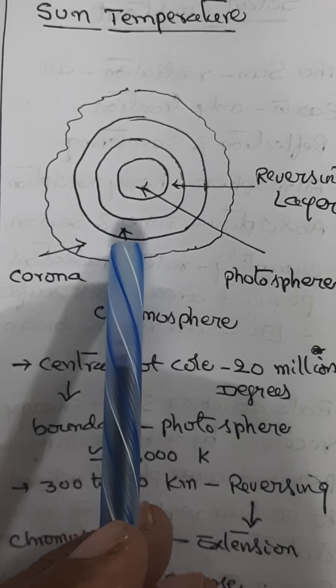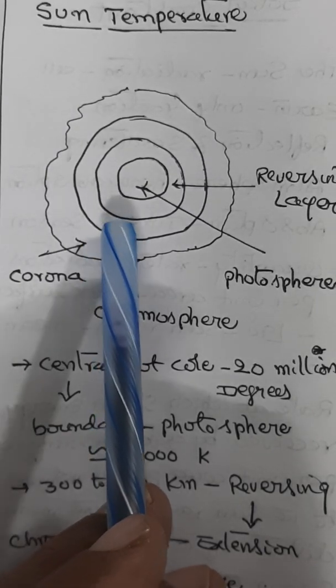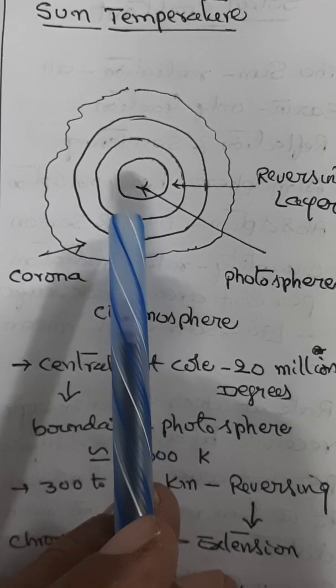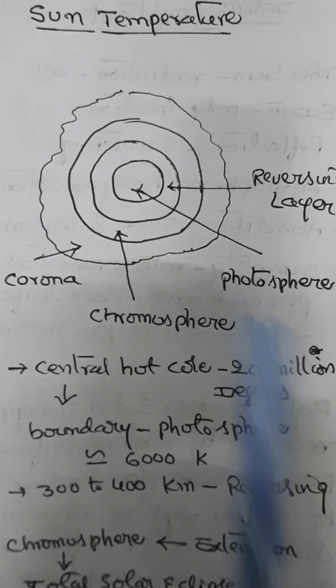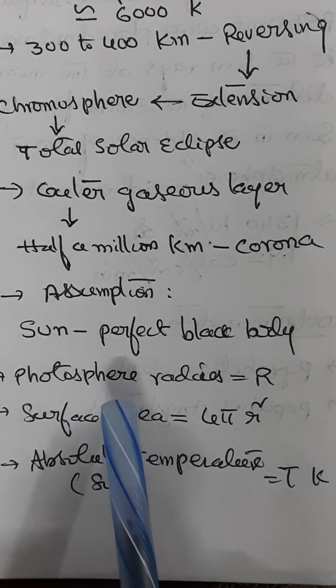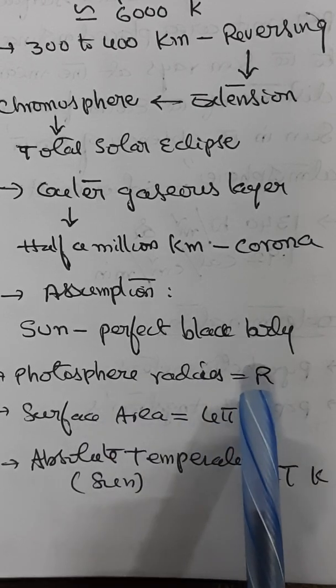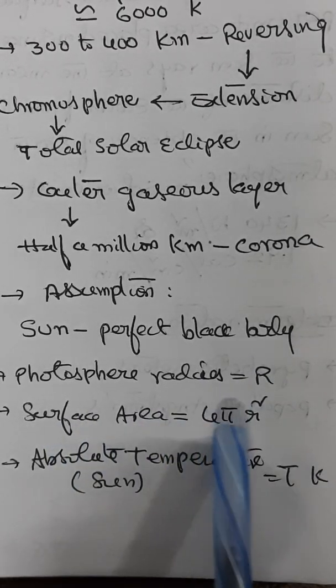So, by knowing the value of solar constant and assuming that the sun is a perfectly black body, the temperature of the sun can be calculated. So, by taking the radius of the photosphere of the sun as capital R, then we can find its surface area as 4 pi R square.